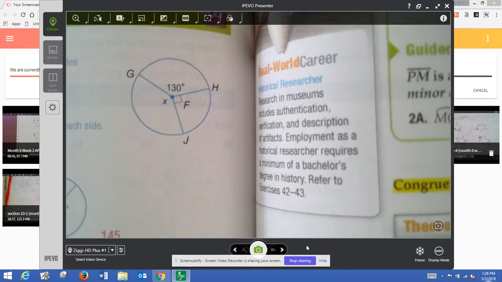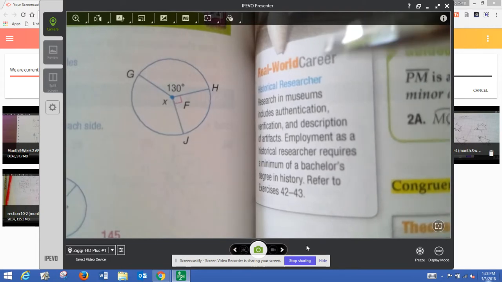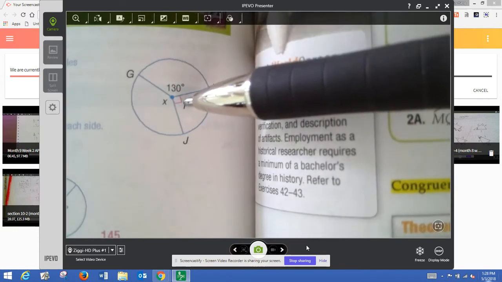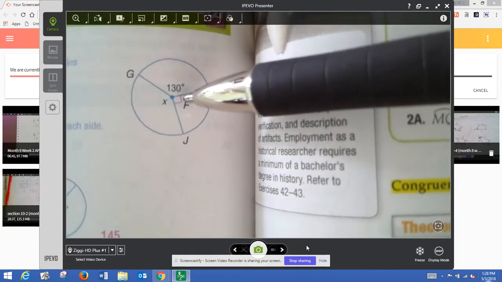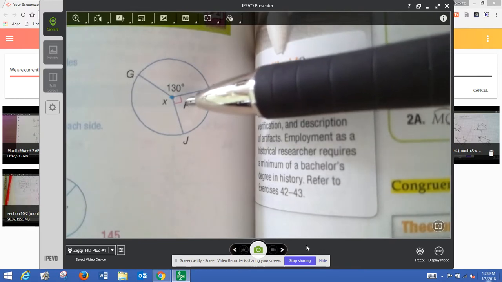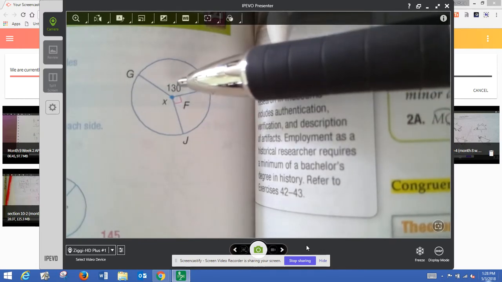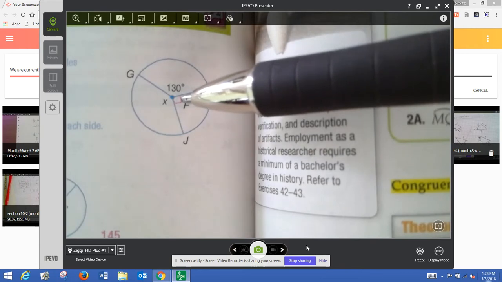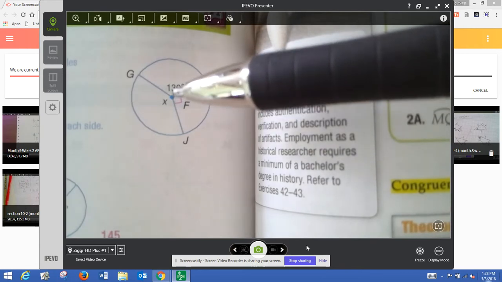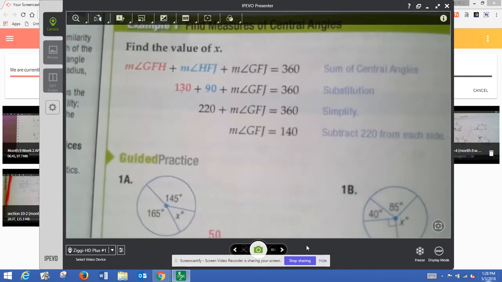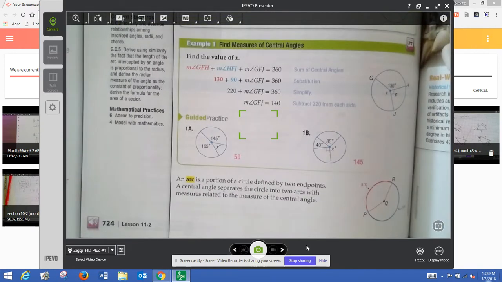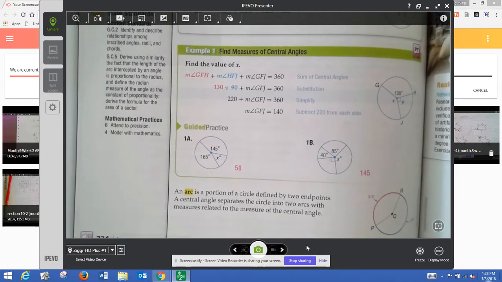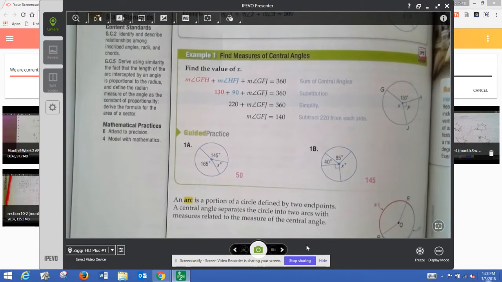Okay, Zane, how on earth did you get 220? Because 90 plus 130. So where's the 90 degree angle, sir? The box. In the box right here, this indicates this is 90 degrees. This is 130. You add 130 and 90, and you subtract it from 360, and then you should get 140. Does that make sense? This is your first example in the book. The answer should be 140.